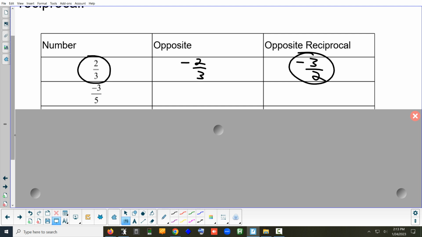Okay, how about -3/5? We're going to find the slope that would be perpendicular to that. So it has 2 steps. First, what's the opposite of -3/5? Yep. So this one's positive 3/5. And now, what's the reciprocal of the number we just wrote down?